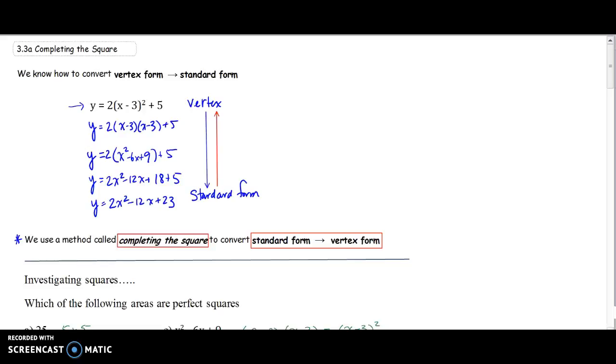So in this section, we're going to be looking at how to go from standard form back to vertex form. We've been doing a lot of work with vertex form. The last couple of days we've been focusing on standard form, but now we need to know how to go from standard form back to vertex form. In this process, we're going to be using a method called completing the square. This is the method that gets us from standard form to vertex form.